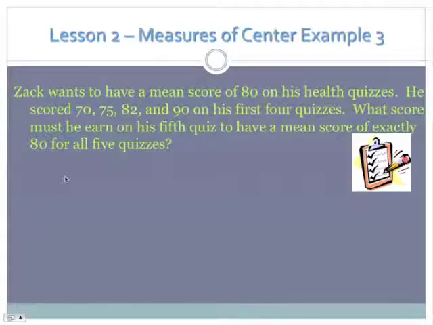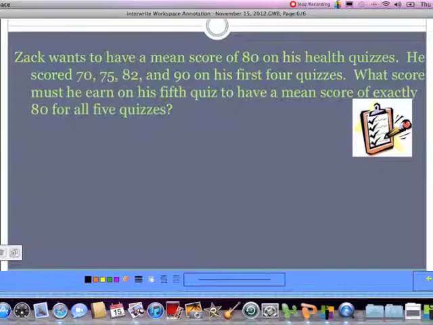Let's move on to example 3. It says Zach wants to have a mean score of 80 on his health quizzes. He scored 70, 75, 82, and 90 on his first 4 quizzes. What score must he earn on his 5th quiz to have a mean score of exactly 80 for all 5 quizzes? Now, I want you guys to pay close attention to this. You are going to see several questions during this unit that look just like this one, where you have to find what does he have to score on that 5th test to have an average of 80.